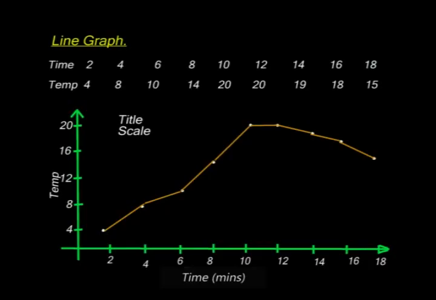Now it is important to know which variable to place on which axis. Conventionally, the independent variable is plotted on the x-axis and the dependent variable on the y-axis. Temperature changes with time, so temperature is dependent on time. Time is independent, it does not depend on any other factor.